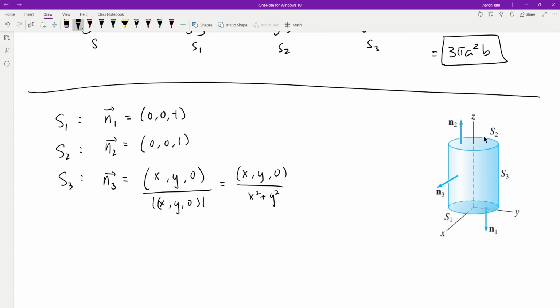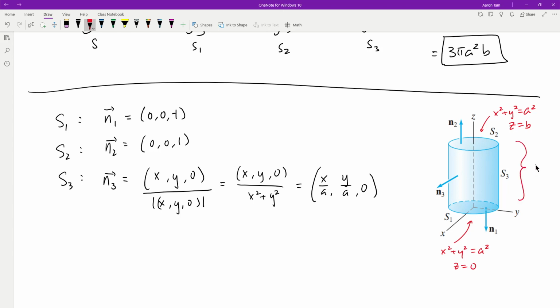And this lateral area is actually formed by the circle on top and the bottom, where the circle has a radius of a. So this actually comes out to be just this, because x squared plus y squared equals a squared. Okay, so let's talk about this. The top part is x squared plus y squared equals a squared, and z is equal to b. The bottom surface S1 will be x squared plus y squared equals a squared, well, that's the boundary of it, and then z equals 0.